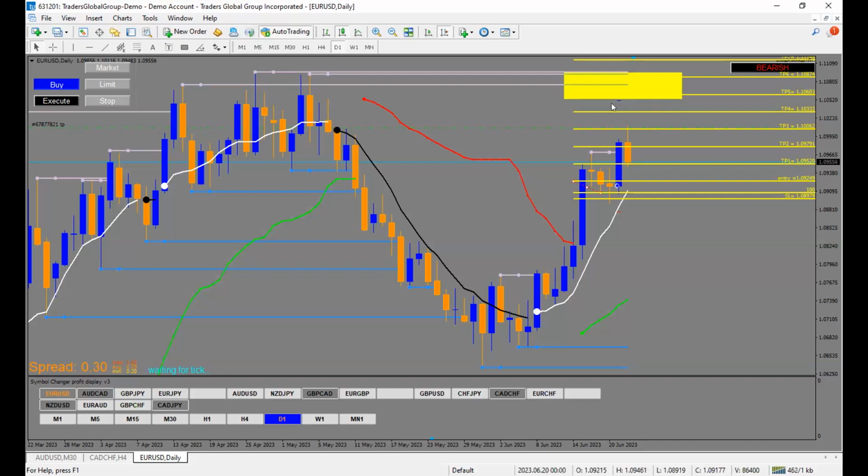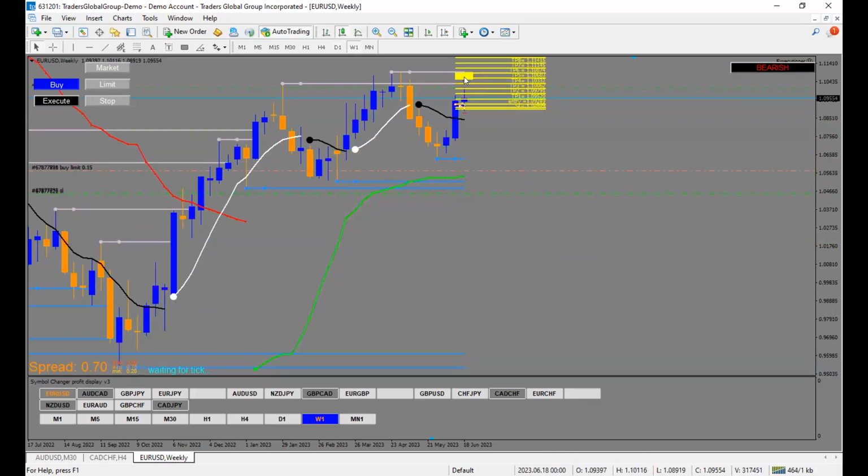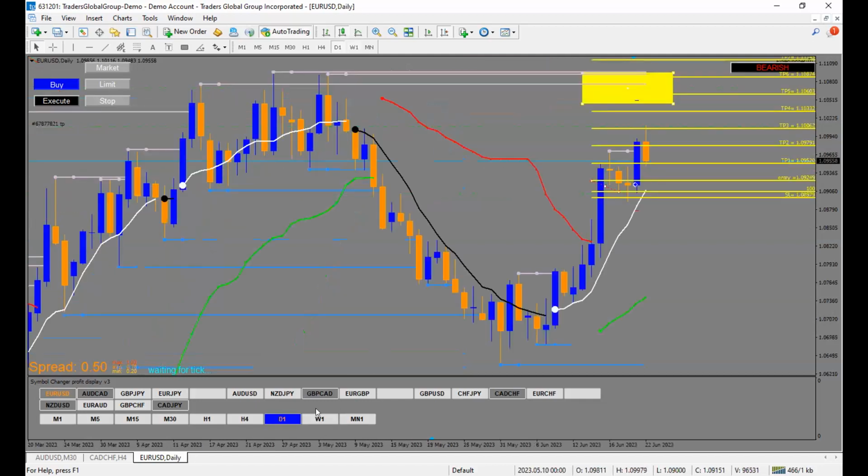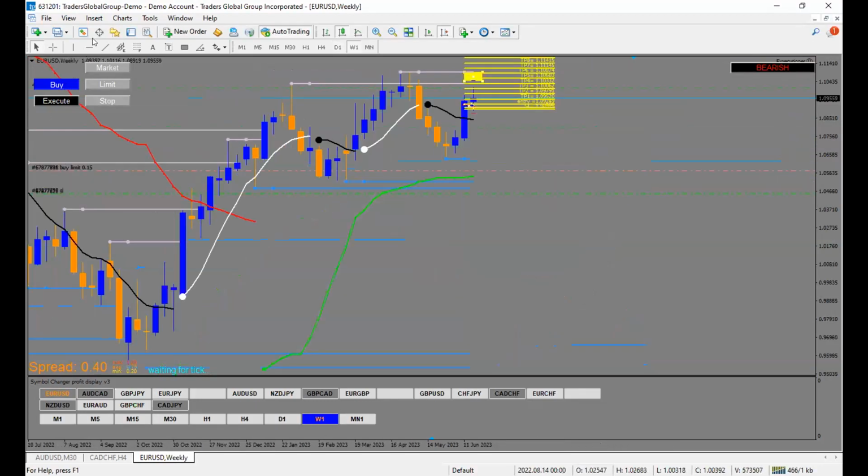But this is what I use. I use fractal. So if you look at this, this is a fractal here. And when I go to the weekly, I can see where this fractal is located here. So first of all, this fractal on daily, this is the next fractal I'm seeing. On weekly, I can see this fractal here. So I just take the closest fractal as my first TP.